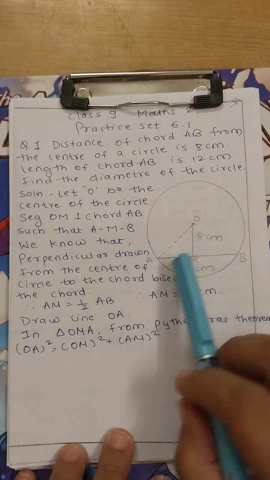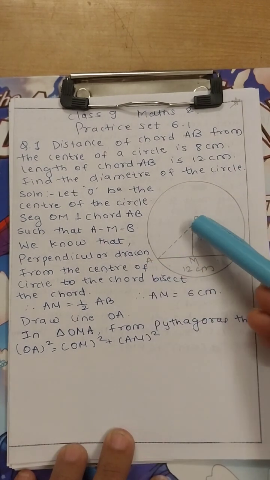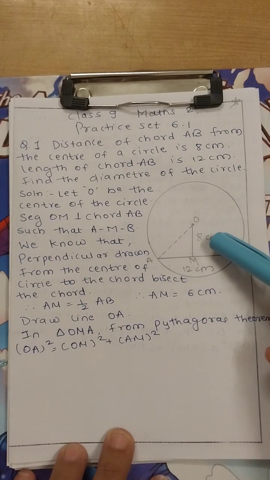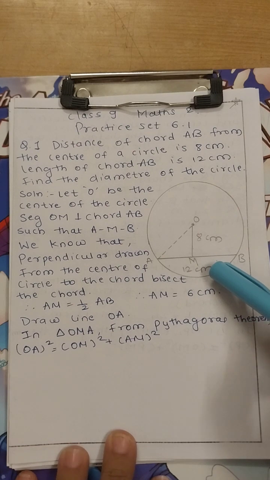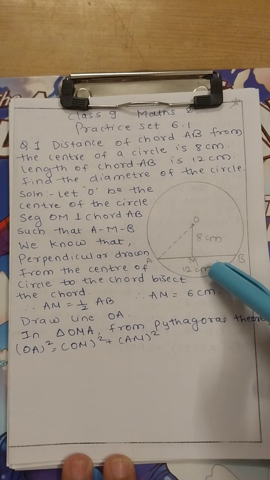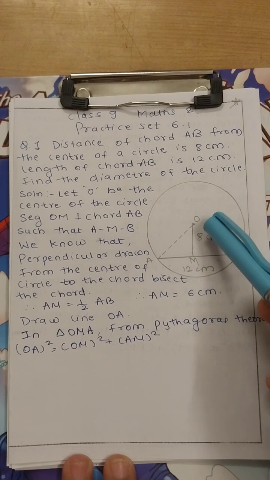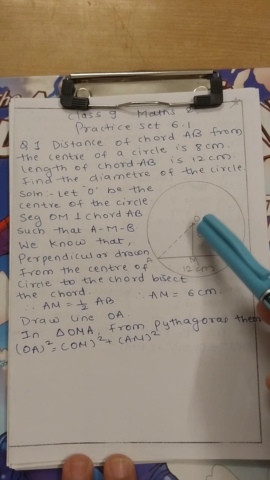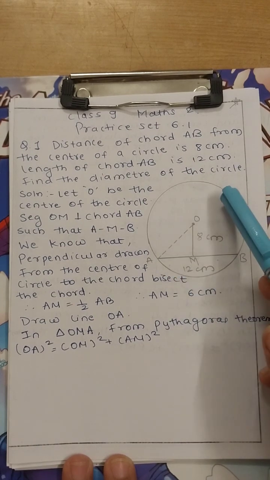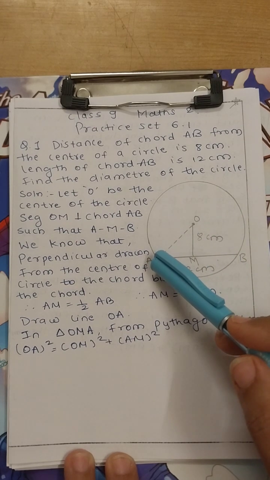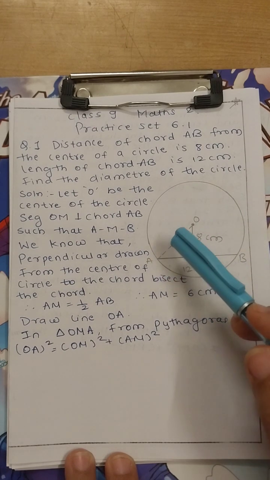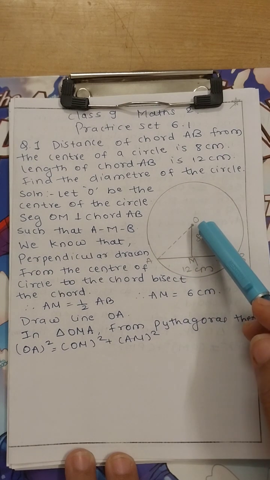centimeter. Length of chord is 12 centimeter. Find the diameter of the circle. What we have to find is the diameter of the circle. OA is a radius, and twice the radius is always the diameter.